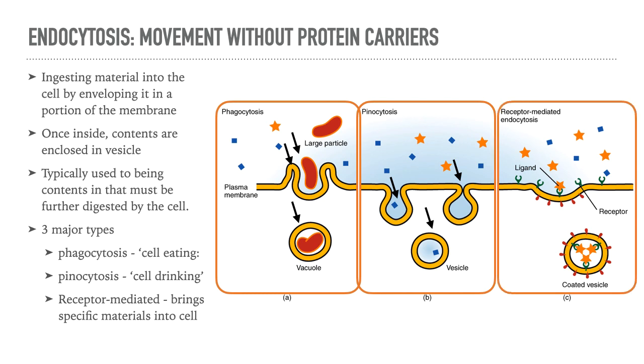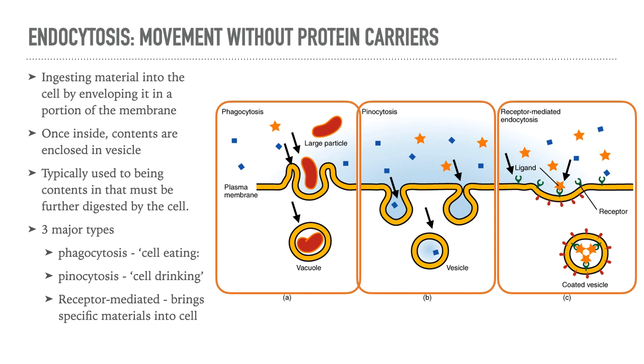The last thing is receptor-mediated endocytosis. This brings things into the cell, but it does so in a very specific way. What you have here are these receptors that line the surface of the cell, and they are embedded in the cell membrane. They are going to bind to specific targets. In this case, the target or ligand is an orange star. It doesn't want the blue squares, it only wants the orange stars. It's making sure it gets those orange stars because the orange stars are the only thing that fit in that receptor.